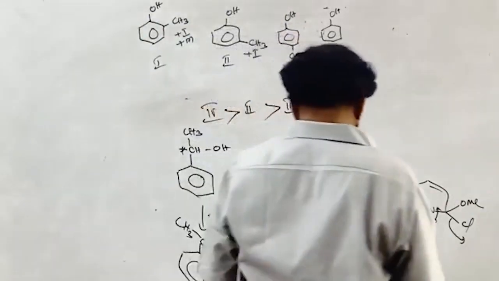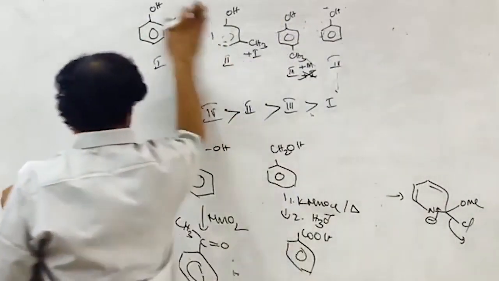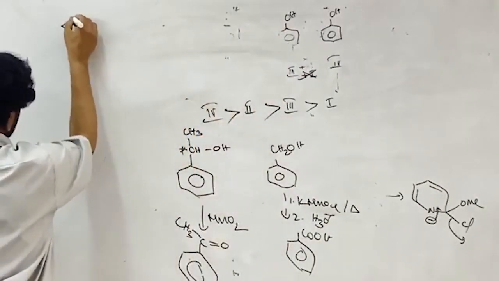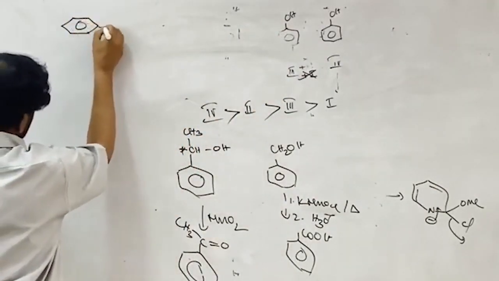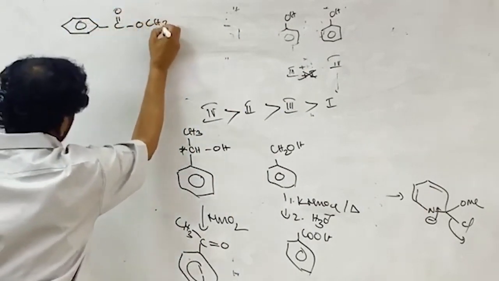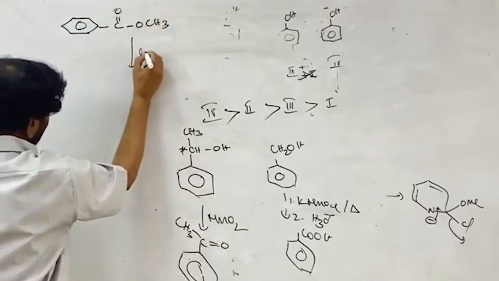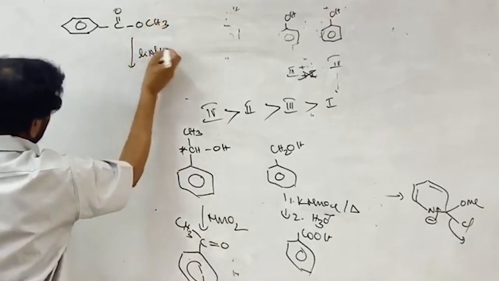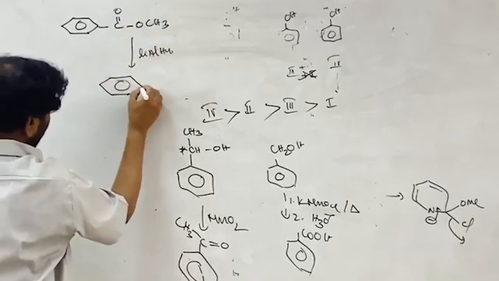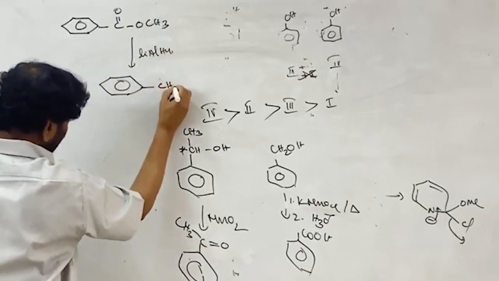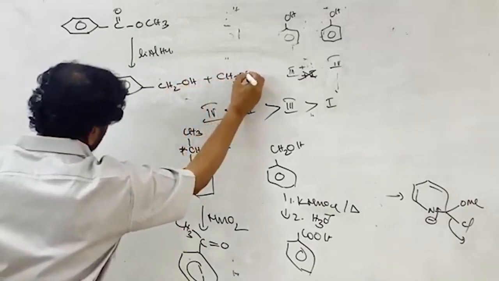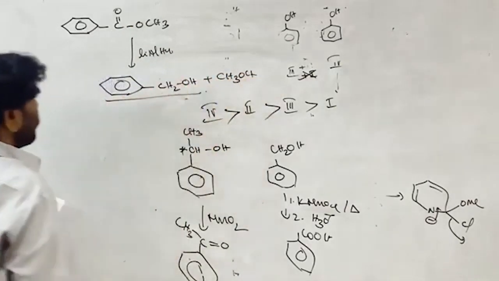So this is both the esters. Methyl benzoate is given, the methyl benzoate ester. Ester normally on treatment with lithium aluminium hydride is converted into the alcohol. This part is converted into the alcohol. This part also is converted into the alcohol. This is not given, the benzyl alcohol is formed.